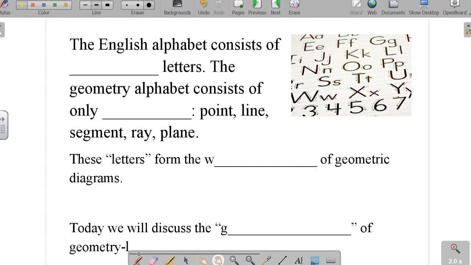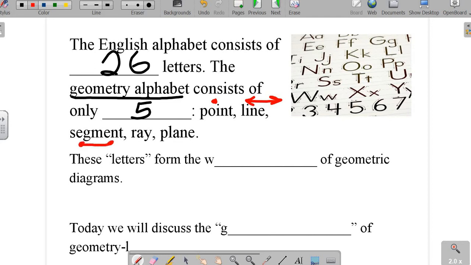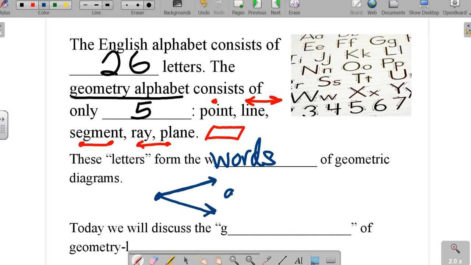The English alphabet consists of 26 letters. The geometry alphabet consists of only 5: a point, a line, a segment, a ray, and a plane. With these 5 letters, these letters form words of geometric diagrams. An example would be 2 rays with a common endpoint. And that was one of our first words, if you will, the geometric word of an angle.